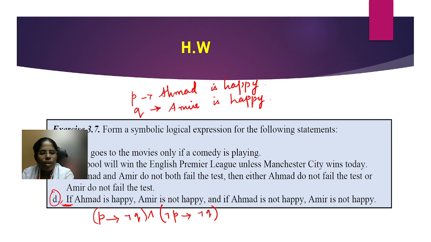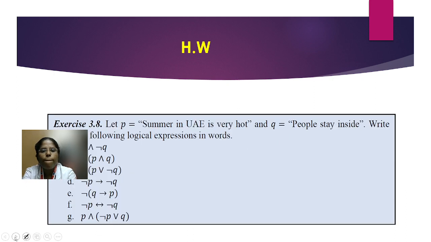I hope that all of you can understand. So I am going to explain the next one. The next homework problem. Here, P represents summer in UAE is very hot, and Q represents people staying inside. I will explain some problems here, and the remaining you can take as a homework problem. Some people have doubt in C. I will explain.